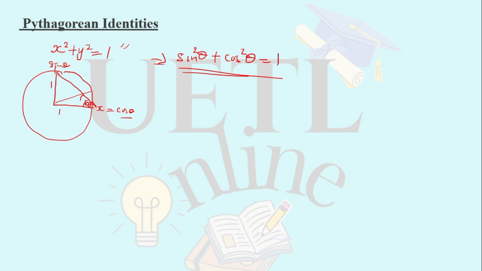Okay, then we can modify it. If you want to modify it, you can divide all of this by sine squared theta. So let's divide. It becomes sine squared theta over sine squared theta plus cos squared theta over sine squared theta is equal to 1 over sine squared theta. Okay, so after that, you're going to get 1 here.